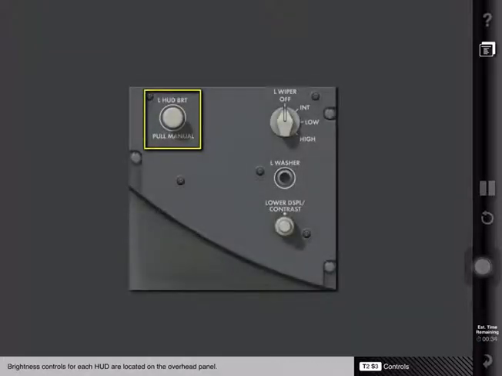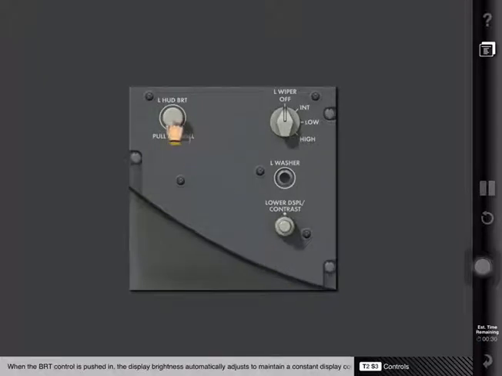Brightness controls for each HUD are located on the overhead panel. When the brightness control is pushed in, the display brightness automatically adjusts to maintain a constant display contrast level when background lighting changes. With the brightness control pulled out, the display brightness level must be manually adjusted to maintain a constant display contrast level when background lighting changes. In either situation, rotating the brightness control will set the brightness and display contrast level.